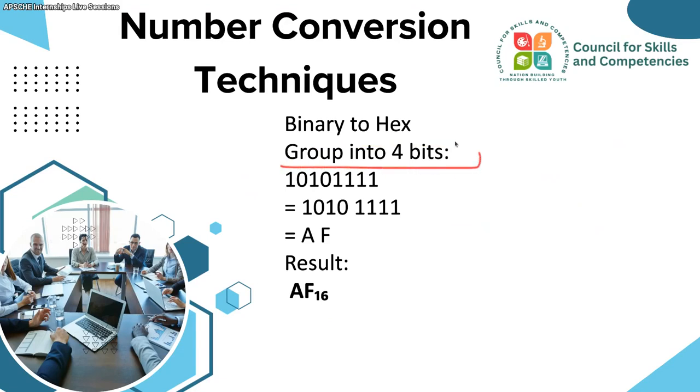You group into 4 bits. Already you have 8 bits. You try to group into 4 bits, you try to separate it. So this is 4 bits written separately, and this is 4 bits written separately. Okay. So as you already know, by using 4 bits, you can represent from 0 to F.